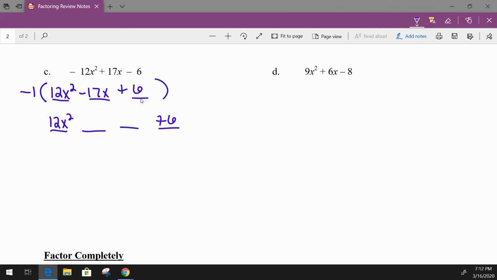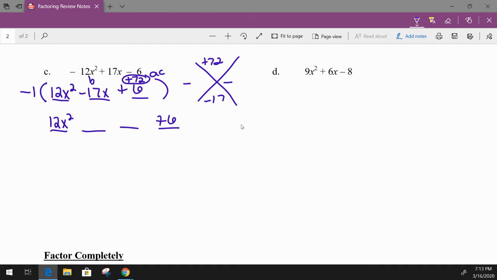And then when you multiply your A times your C, 12 times 6 would be a positive 72. I'm going to sneak that in there. So that's my AC value, and again, it's positive 72. My B value is negative 17. So I'm trying to find 2 numbers that multiply together to equal a positive 72, but also add up to a negative 17. Since the 72 is positive, I know my signs have to be the same. But since the 17 is negative, they must both be negative numbers.